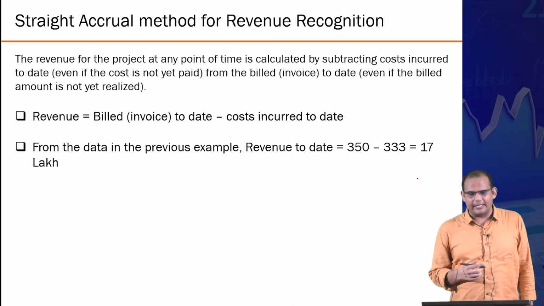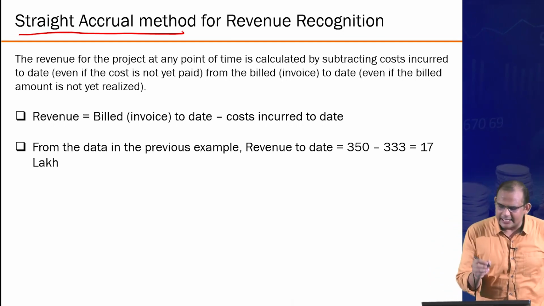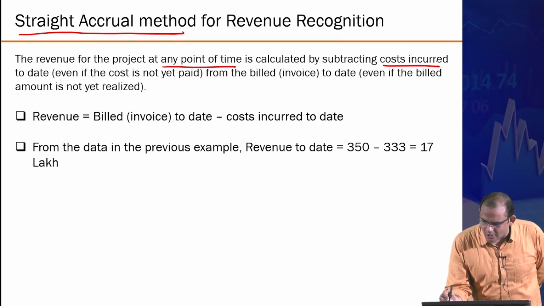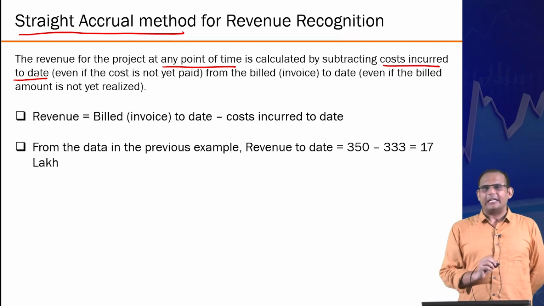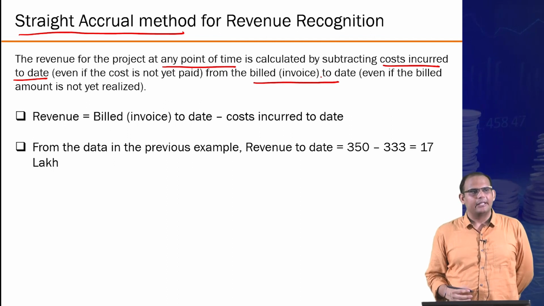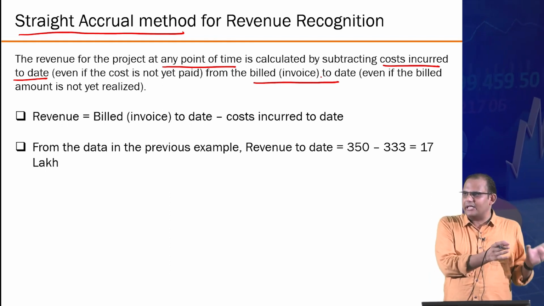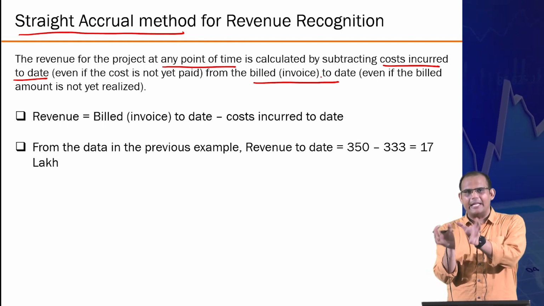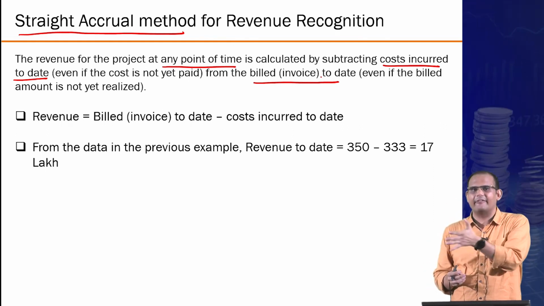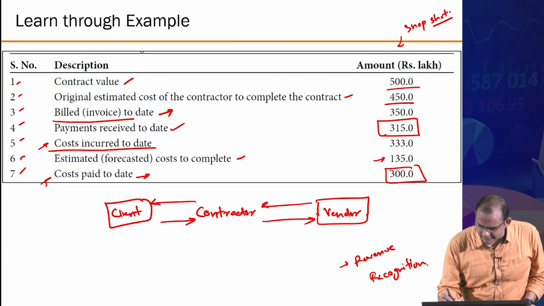The second method is the straight accrual method for revenue recognition. In this, the revenue of the project at any time is calculated by subtracting the cost incurred to date, even if it is not paid, from the billed invoice to date, even if the billing amount has not been received. So originally you were dealing with cash only. This is about the billing side of it only. How much bills you have raised versus how much your vendors have raised the bill for you, right? So essentially, if you go back to this data, billed invoice to date is what?